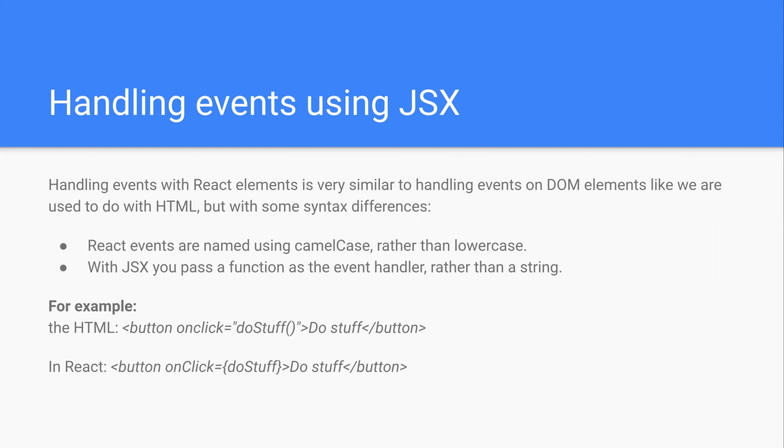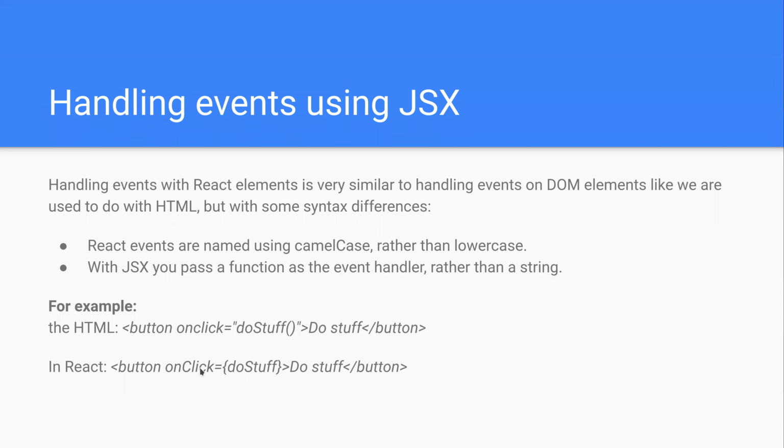Particularly in two syntax elements, React events are named using camel case rather than lowercase. What that means is that instead of using onclick with all lowercase, we tend to separate words by inserting one capital letter. So this is in HTML, you can look at the example onclick, and in React it would be onClick like this.